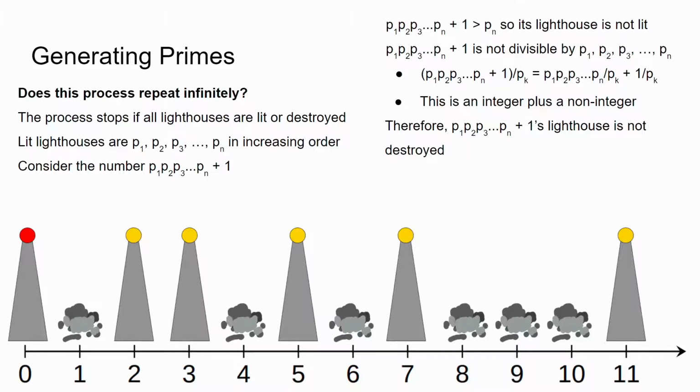This means that the product plus 1's lighthouse is not destroyed. And this means that when we apply this process a finite amount of times, there will always be a lighthouse that is not lit or destroyed. Therefore, this process will repeat infinitely. This means that there are infinitely many primes.